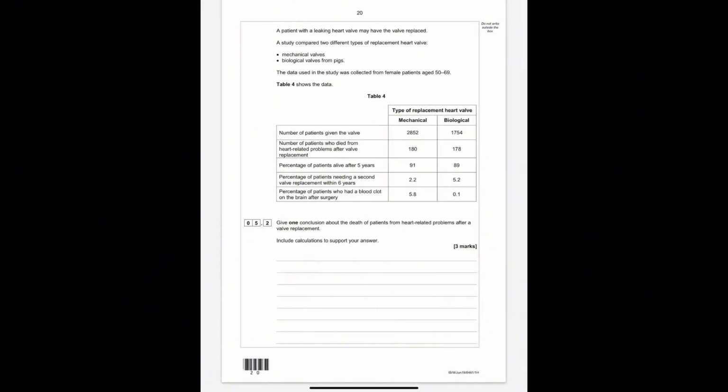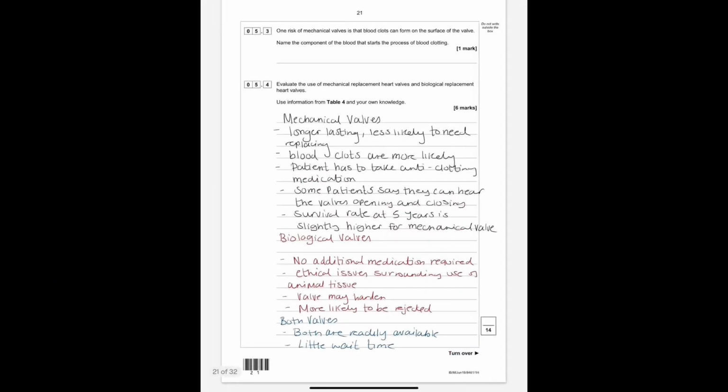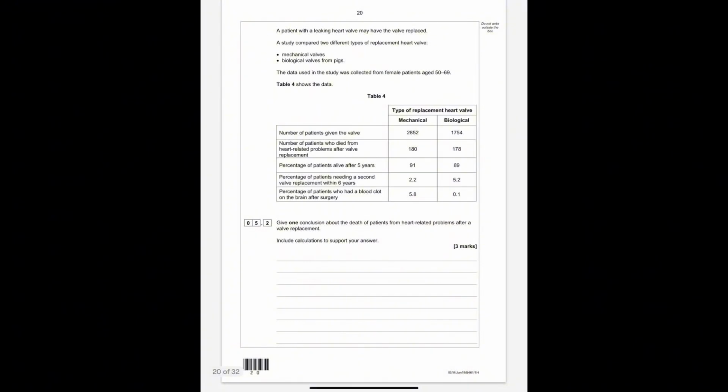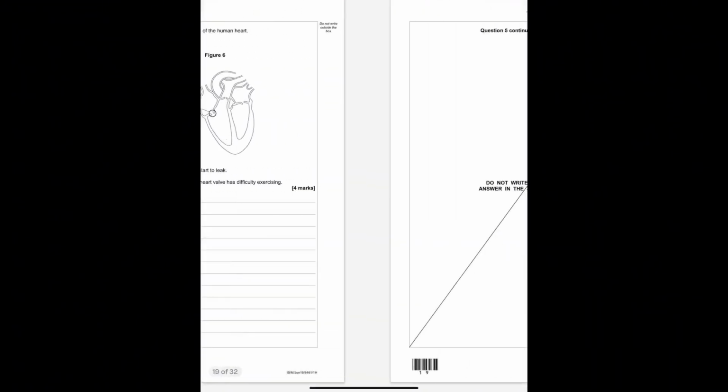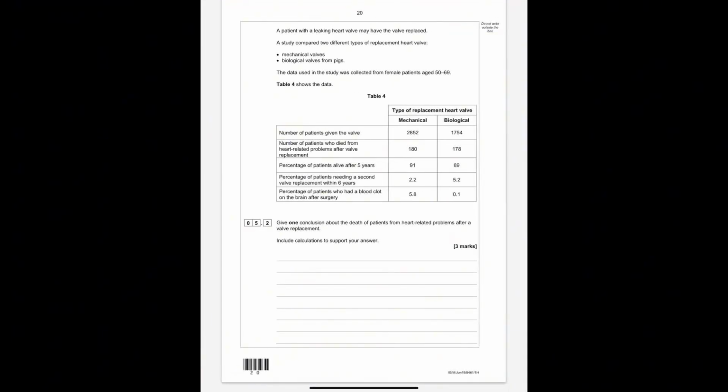Right, I'm just going to quickly go through this question, which is based on mechanical and biological valves. And I've got a 6-mark question here that I want to go through with you as well. So let's go through question 5.2. A patient with a leaking heart valve may have the valve replaced. A study compared 2 different types of replacement heart valve. We have mechanical valves, and then we have biological valves, which come from pigs. The data used in the study was collected from female patients aged 50 and 69. Table 4 shows the data.